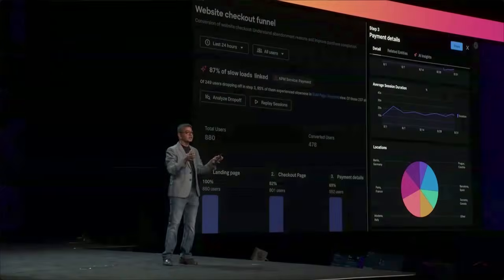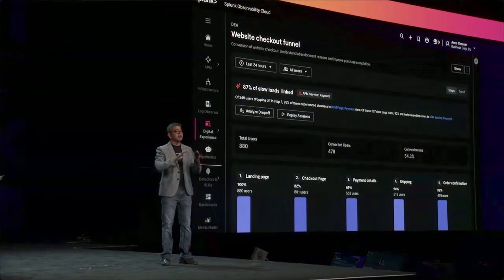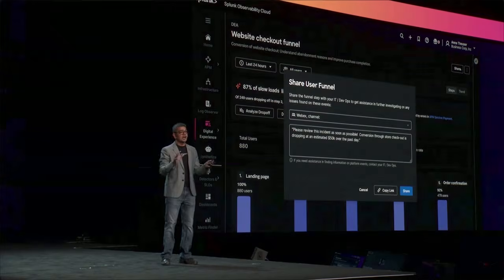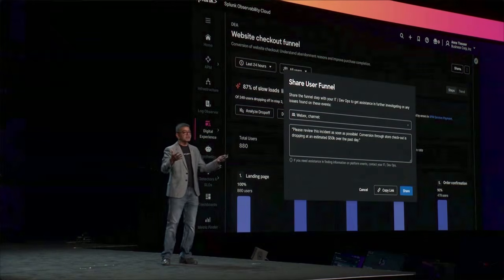Now, all of the data confirms what the AI summary told me. I now have a complete view of the entire issue, and I'm able to quantify the impact. I can now reach out to the appropriate development team and engage with them so that they can fix the underlying issue so as to minimize future disruptions to the business.